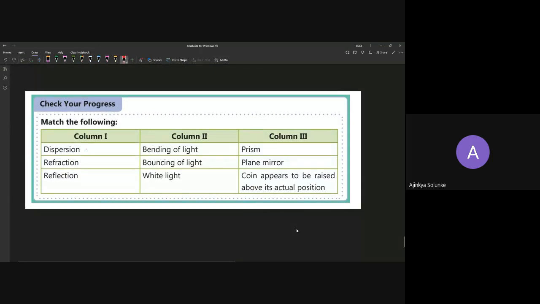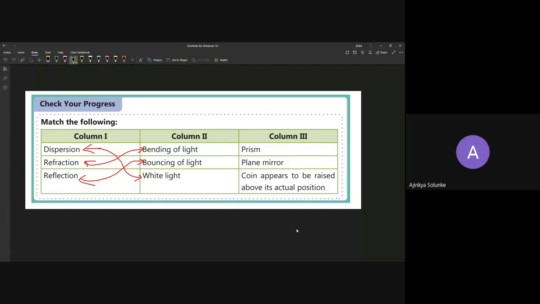Dispersion, bending of white light. Refraction is the bending of light. Reflection is the bouncing of light. Okay, now the next part.